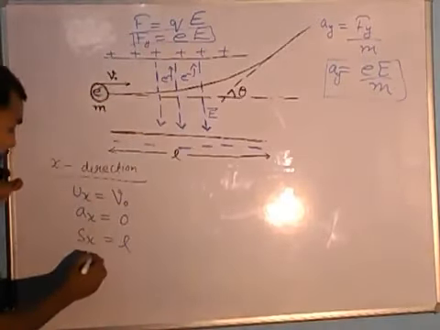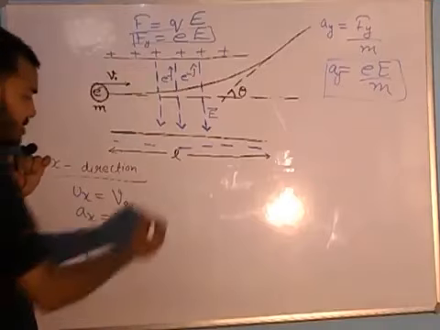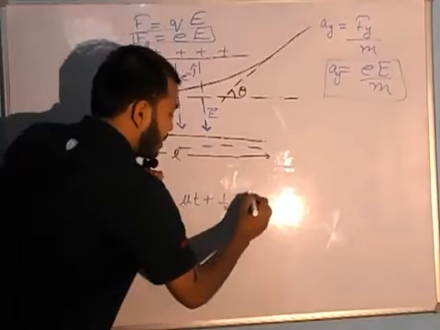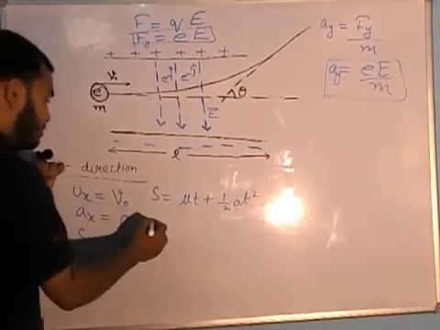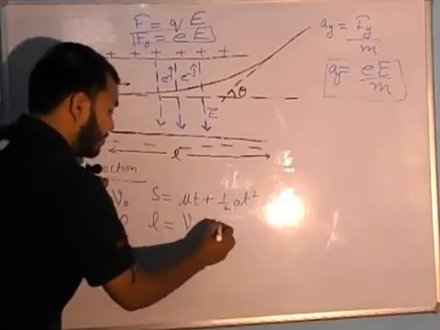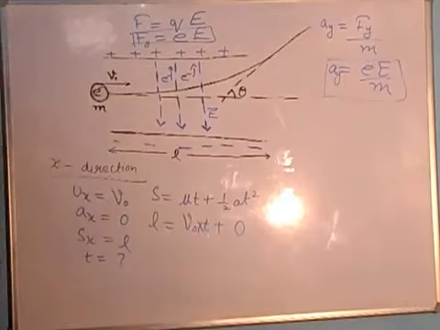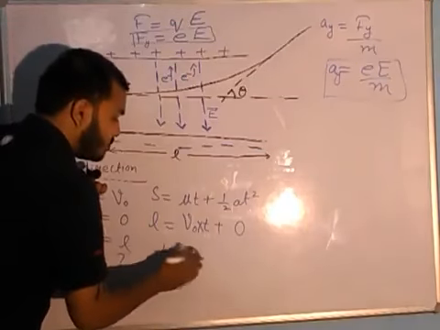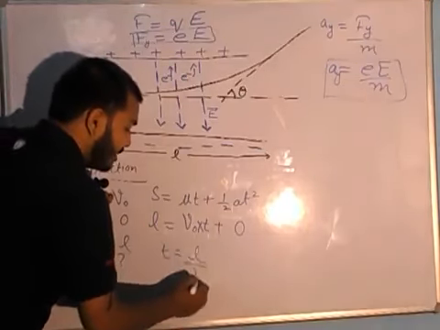Now we need to find the time. So what equation are we using? We are using S is equal to ut plus half at squared, which you all must know from class 9 physics. In place of S I put L, in place of u I put v0, and in place of t I put t. And this term will be 0 since the acceleration in the x direction is 0. So from here we get time t is equal to L divided by v0.